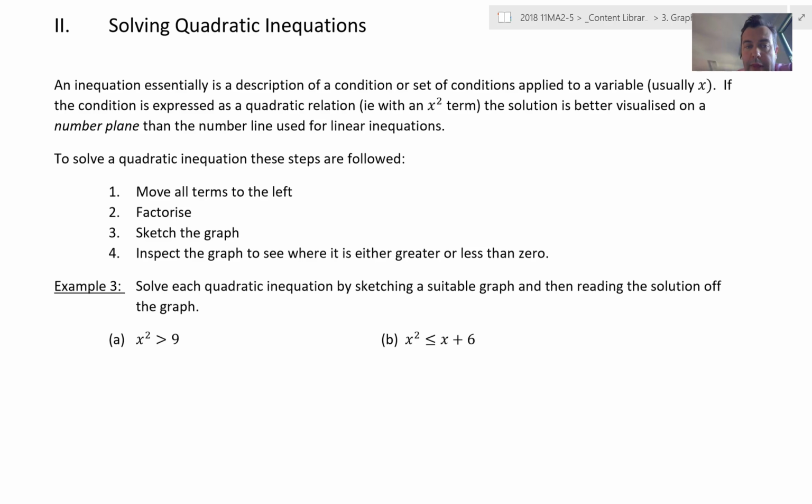Okay, so what we're going to do, remember these things: move everything to the left, factorize it, sketch it as though it were y equals that expression, and then we'll have a look to see where it's greater than or less than 0. So first of all, x squared is greater than 9, strictly greater than 9.